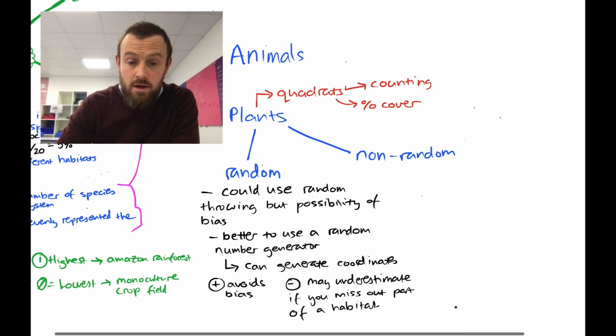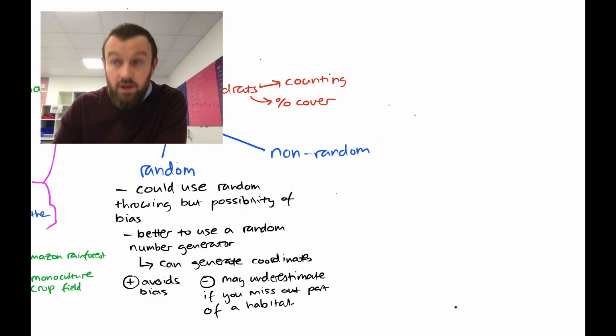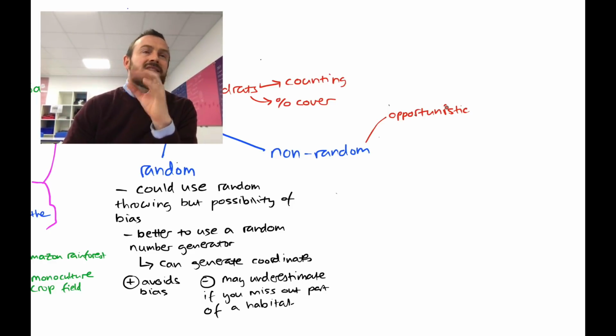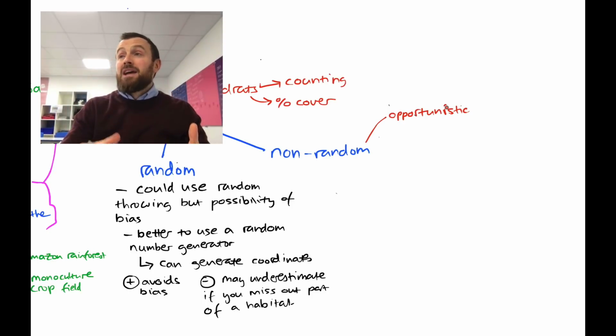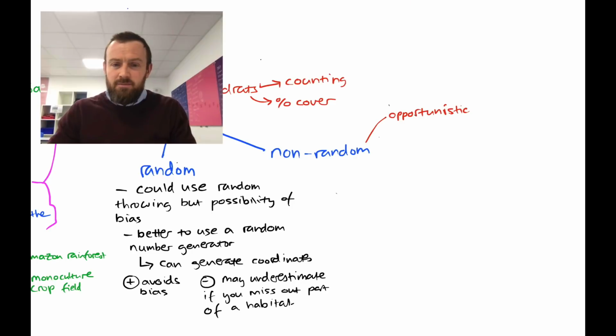So I'm going to slide over here and we're going to focus on that. Non-random sampling can be opportunistic, it can be stratified, or it can be systematic. So let's look at each one in turn. First of all, opportunistic. Opportunistic sampling is when you can easily see, or you have prior knowledge about a habitat, and you know it can be divided up into sub-areas. So it's based on prior knowledge.